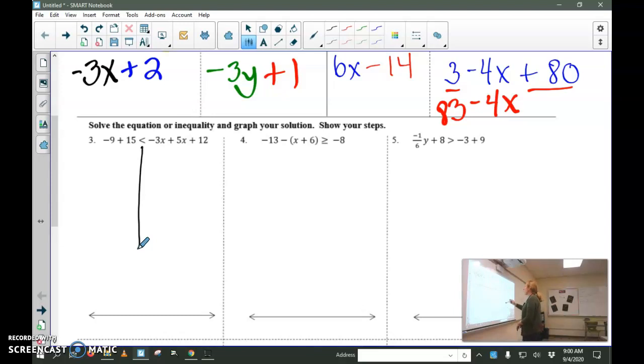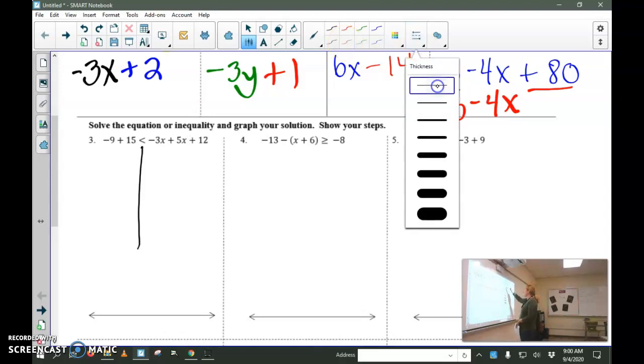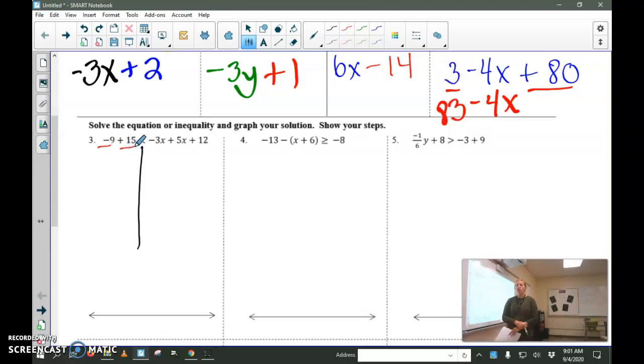Okay, I like to look at both sides of that inequality symbol to see if I have any like terms to combine, or if I have any distributive property to take care of before I start doing inverse operations. So on this left side, I do have like terms that I could combine. Negative 9 plus 15 is 6. I'm going to rewrite my inequality symbol.